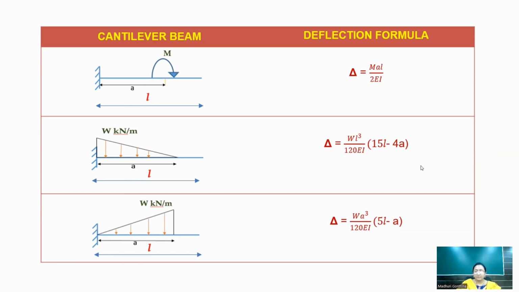So this is a deflection formula. These are the deflection formulas for a cantilever beam when subjected to different loading conditions. The deflection formula has been derived at the free end. All these formulas are related to the free end of a cantilever beam only.